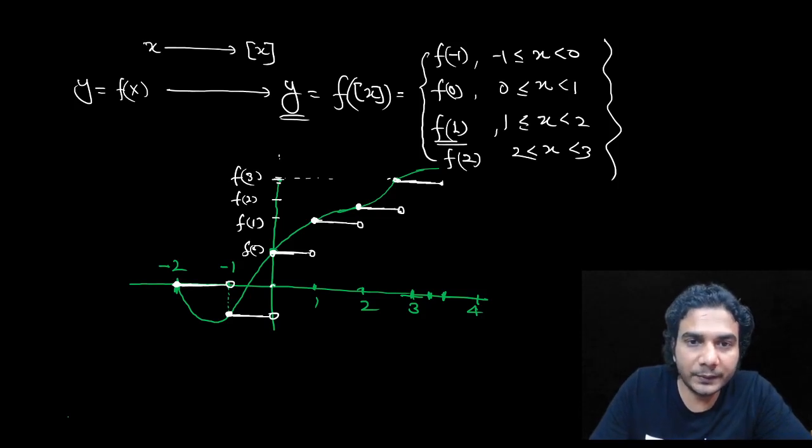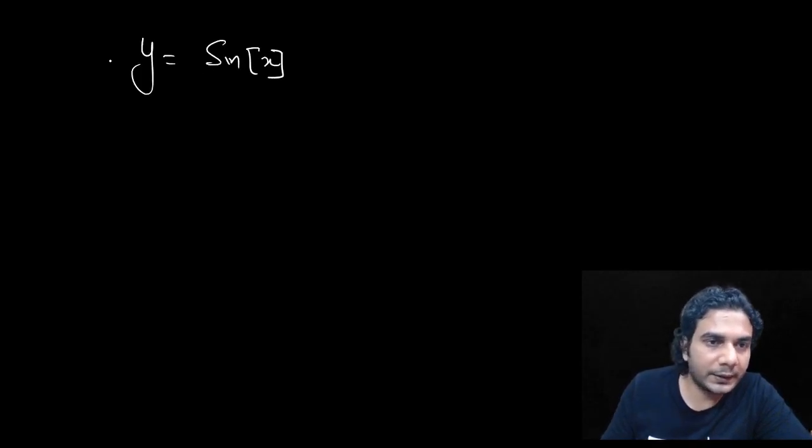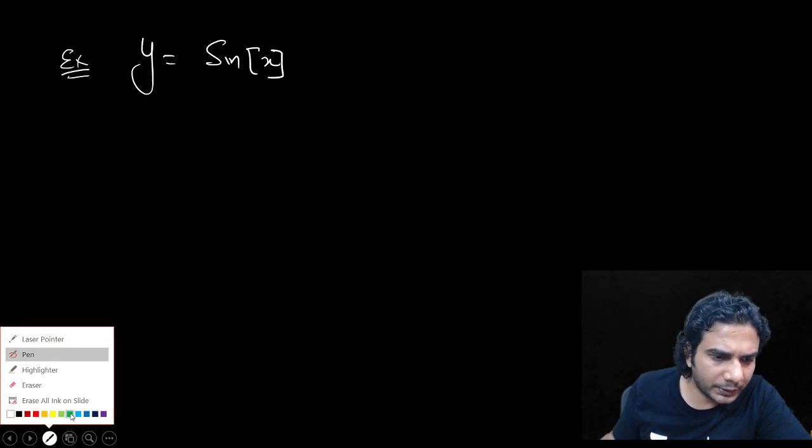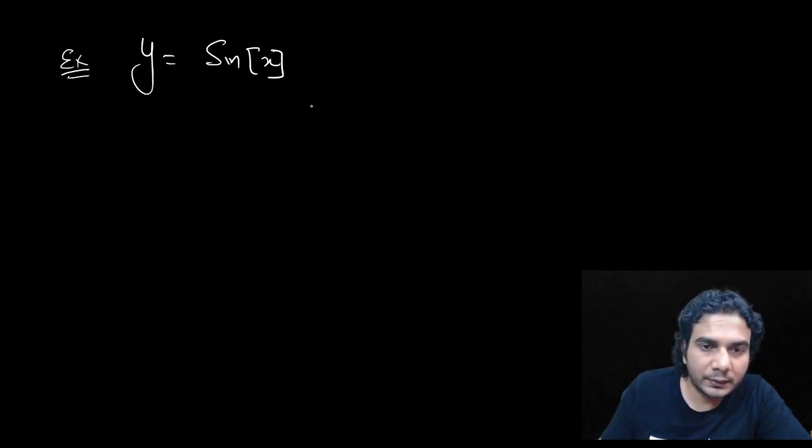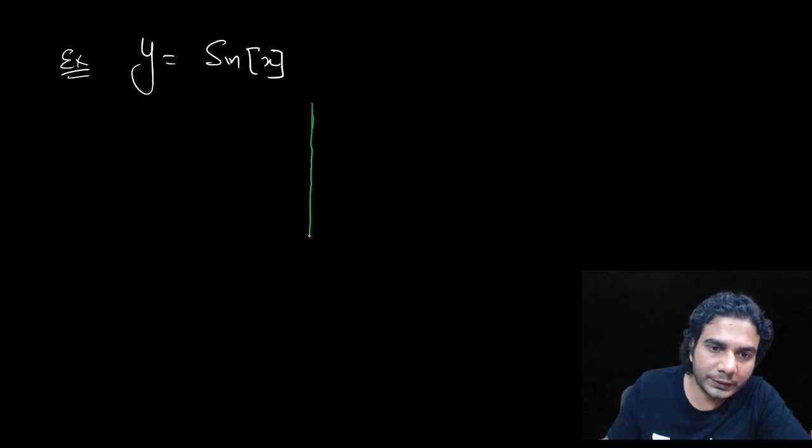I'll tell you one example of this. So suppose we need to plot the graph of y is equal to sine of greatest integer of x. All right, sine of greatest integer of x. Let's plot it. See how we plot it. I will plot this graph between 0 to 2 pi only, okay, between 0 to 2 pi.